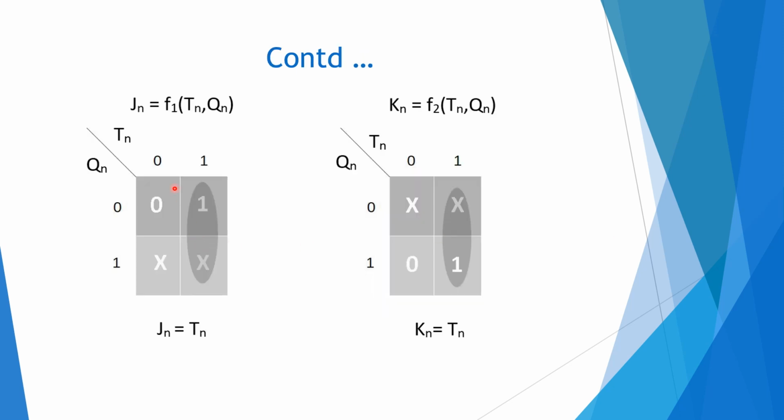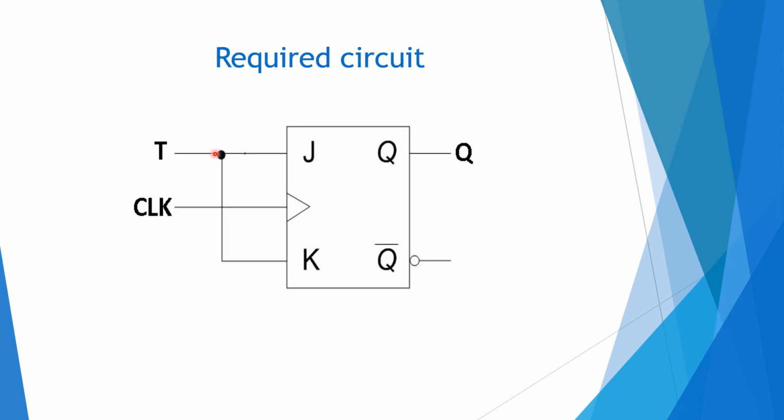So here we have written the two tables, and in the two variable K map, Jn equals Tn, Kn equals Tn. The two functions, two outputs, are there for the common circuit. So we can short them here so that it becomes a T flip flop.